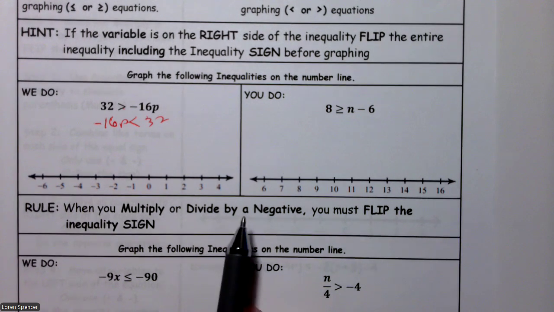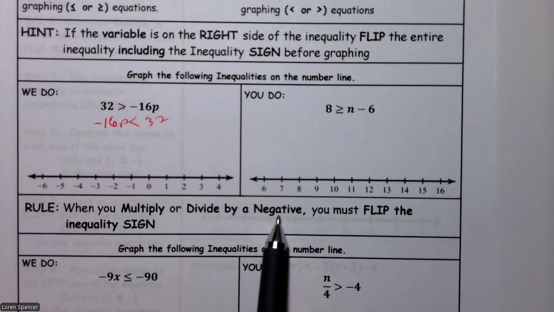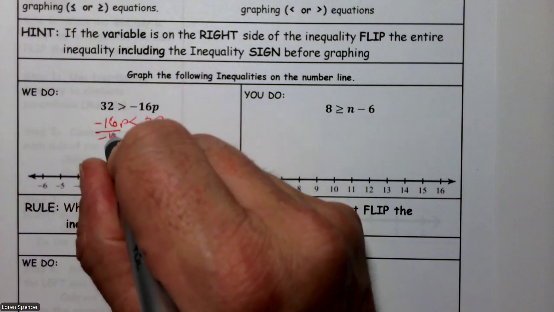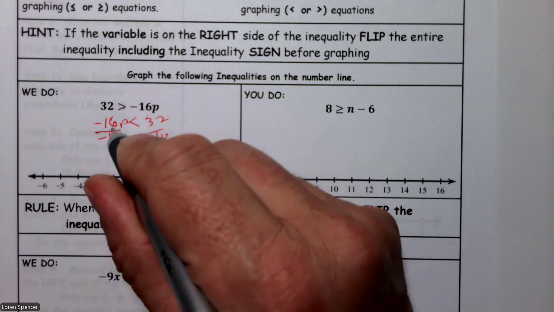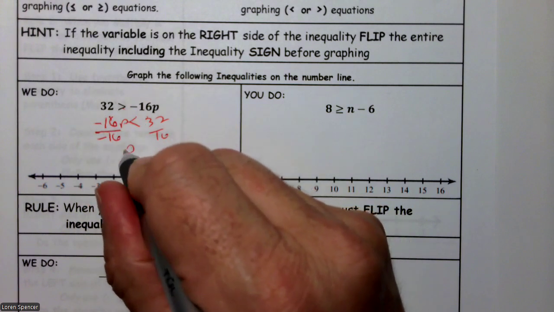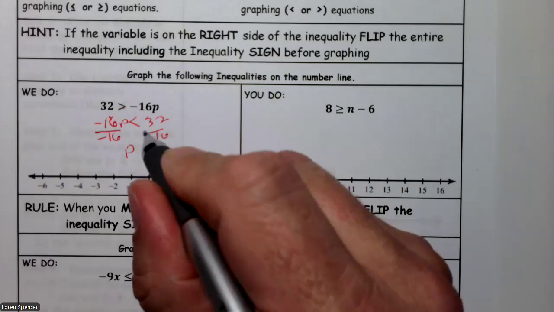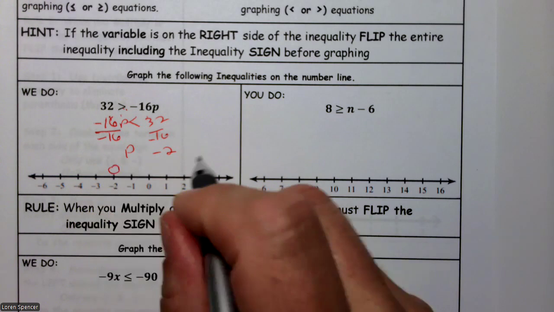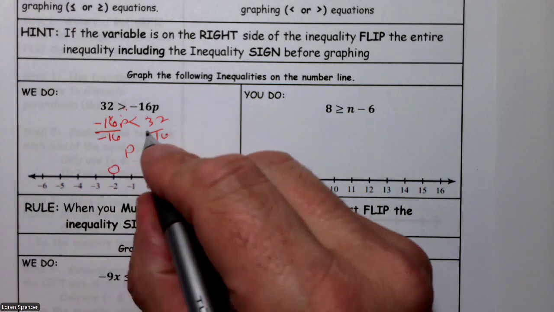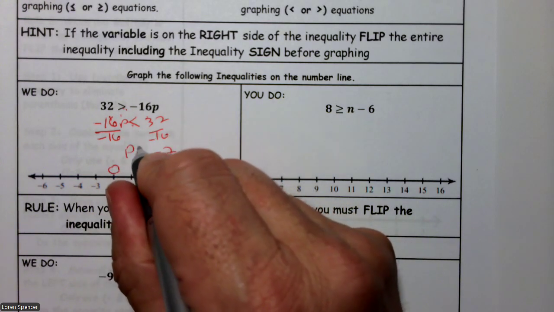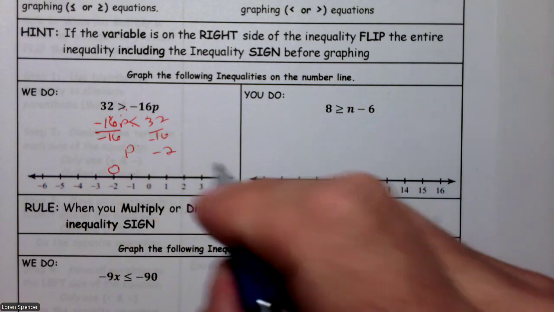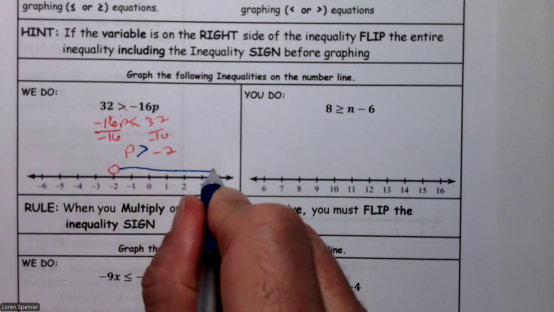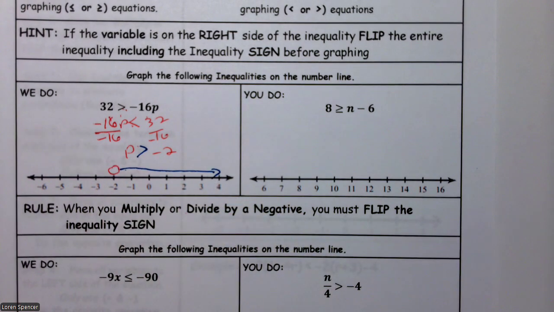Now, it also says when you multiply or divide by a negative, you must flip the inequality sign. But let's go ahead and do our work first. We're going to divide, and this is going to give me p, and this is going to be negative 2. Well, we know it's going to be a hollow, but because I divided by a negative, I have to flip the sign. So it's no longer facing this way. It changed directions, and it's flipping this way. So it's a greater than.